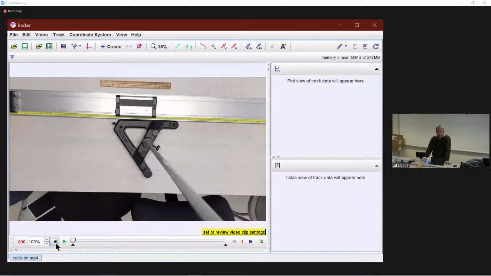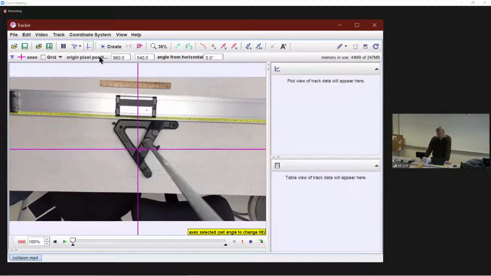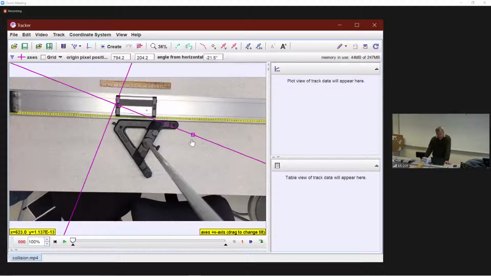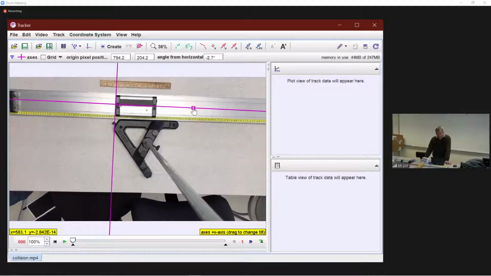Okay, so just to remind you how to use tracker, we first set up a coordinate system. You click on the little coordinate system icon. That gives you a purple coordinate system. You're going to drag the coordinate system so the origin is right at the point where the two carts collide, right about there. You're going to make sure the x-axis is aligned with the track, something like that. I'll let you play with it. So our x-axis is now along the track, so this is a one-dimensional collision. There's not going to be any motion in the y direction, a one-dimensional collision only in the x direction.